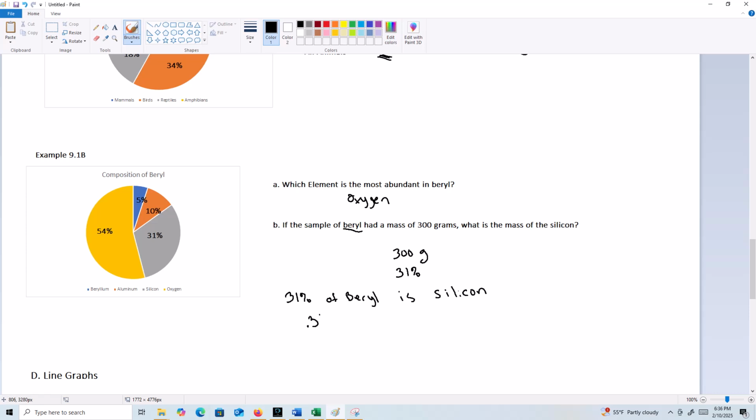You have to convert the percentage to decimal. So you get 0.31. Now, 31% of burl. Well, how much burl do we have? We have 300 grams. So we want to multiply this by 300 grams, and then that will equal my silicon. So this is going to equal 93 grams.